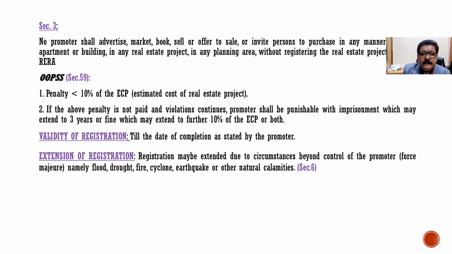Extension of registration. Registration may be extended due to force majeure circumstances, namely flood, drought, fire, cyclone, earthquake, and other natural calamities. See Section 6 of the RERA Act. Now we have faced this pandemic, so a 6 months extension is given to all the builders.